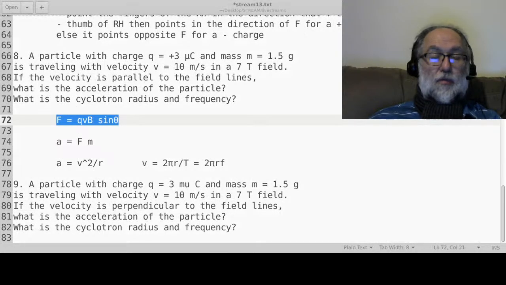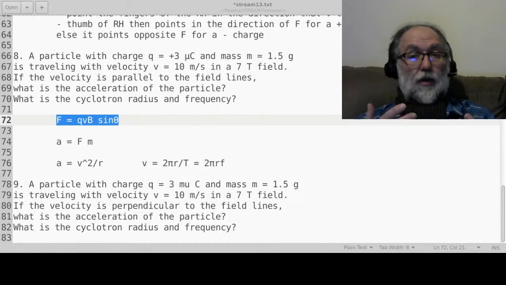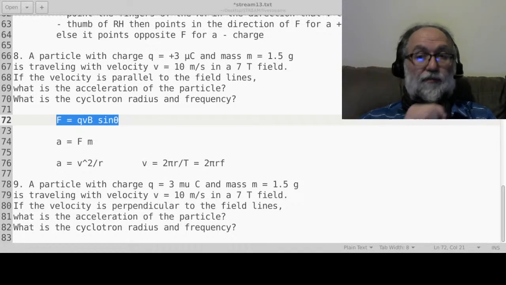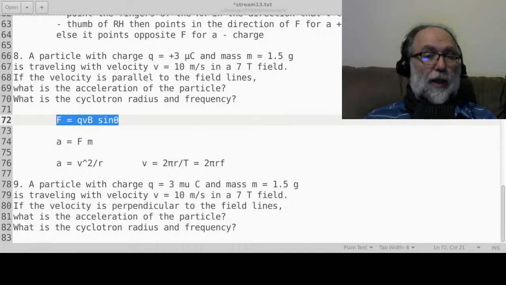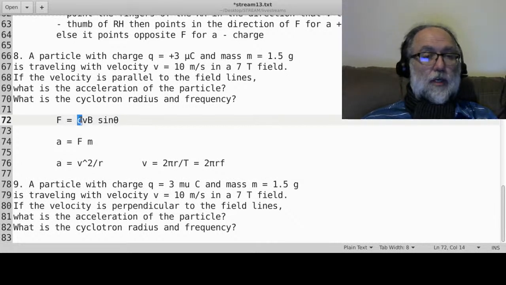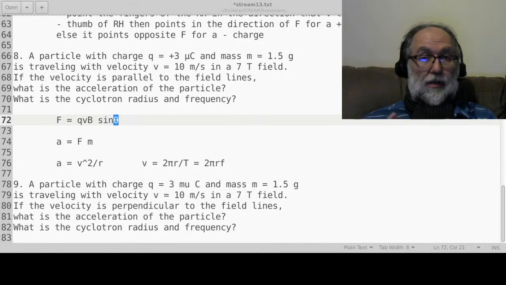The previous formula is appropriate for a wire. This formula is more appropriate for a charged particle. Okay, great. So now what? Q is the charge, V is the velocity, B is the magnetic field, and theta is the angle between the velocity vector and the magnetic field.